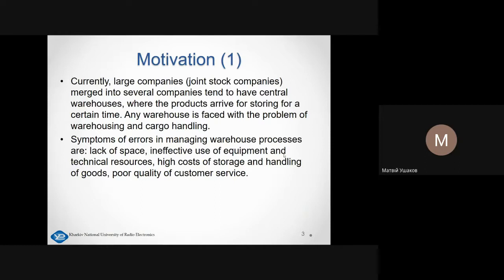So the motivation is: currently large companies, joint stock companies, merged into several companies, tend to have central warehouses where the products arrive for storing for a certain time. Any warehouse is faced with the problem of warehousing and cargo handling. Symptoms of errors in managing the warehouse process are lack of space, ineffective use of equipment and technical resources, high costs of storage and handling of goods, and poor quality of customer service.